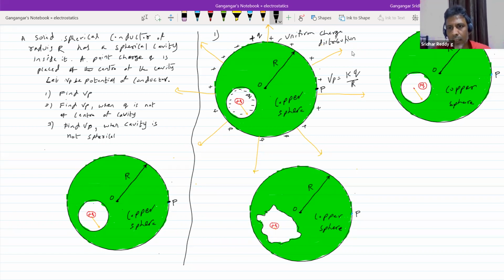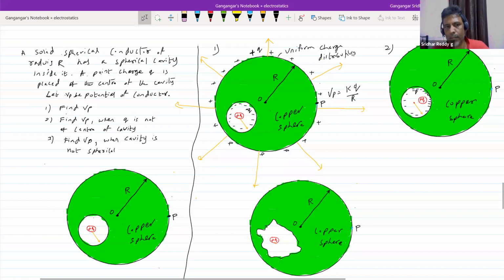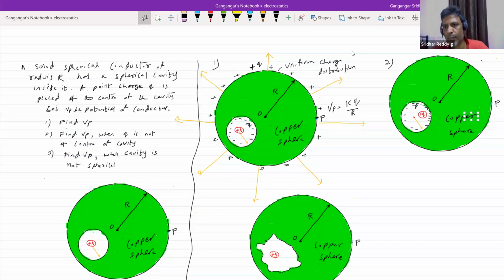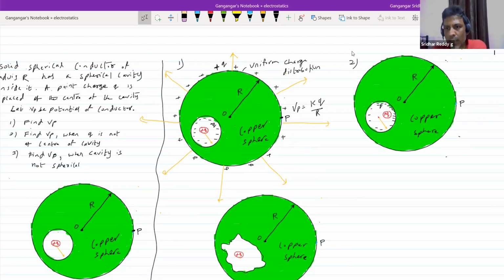Now come to the second case. So the point charge is not at the center of the cavity. Then charge will be induced. So it will be minus charge. More negative charge will be induced here, less charge there. Minus Q charge. Again, the charge on the outer surface should be uniform.